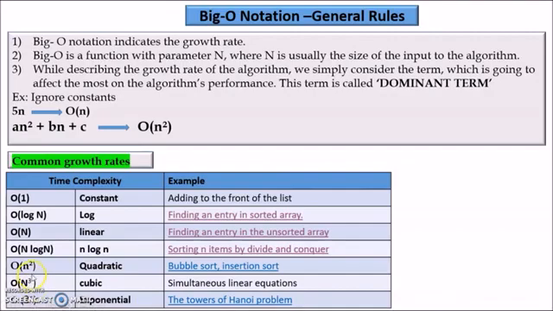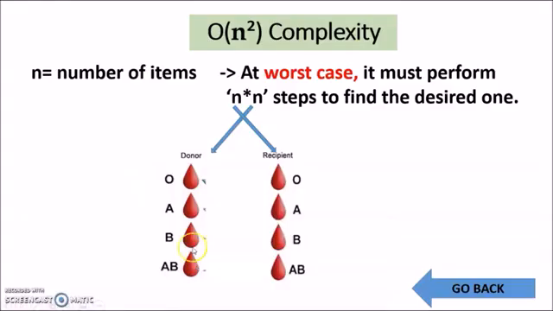My next is quadratic, which is bubble sort and insertion sort. We discussed these two sorting algorithms enough in our previous classes. For complexity n squared, n is the number of steps. In my worst case, it takes n into n steps to find the desired one.